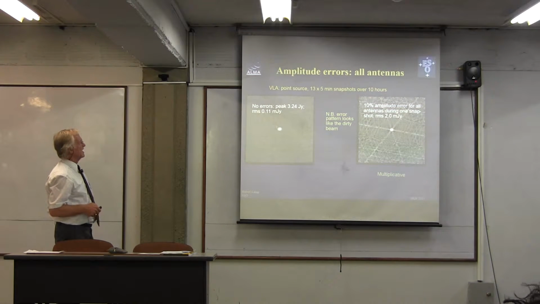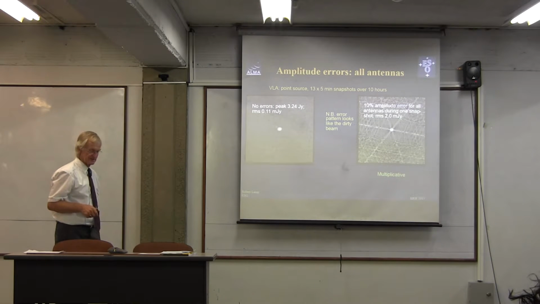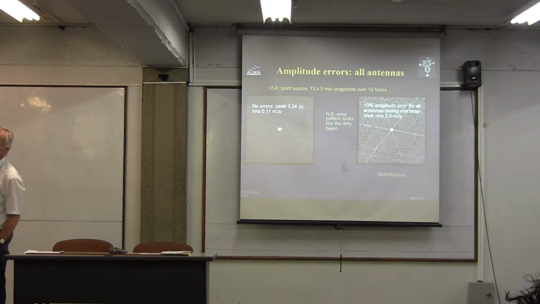Let's look at amplitude errors. Here we have no errors, and we have a beautiful picture with a source which has 3¼ Jansky flux. That's a pretty bright source. Jansky is a standard unit of brightness for radio astronomers. It's not particularly bright. If you see the number, it is 10 to the minus 26 watts per square meter per square root of 1 hertz. So that is not very much.